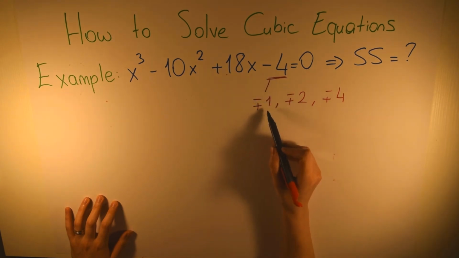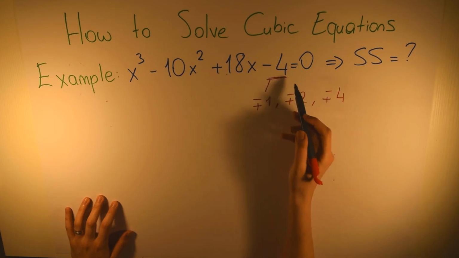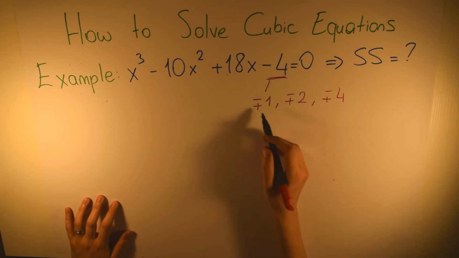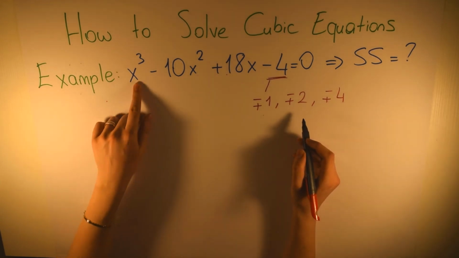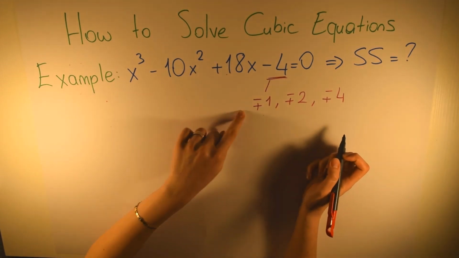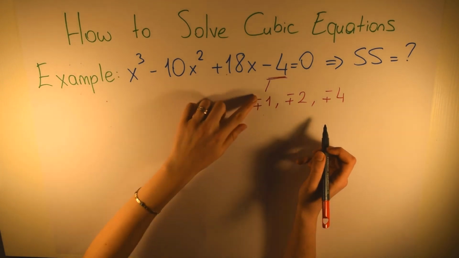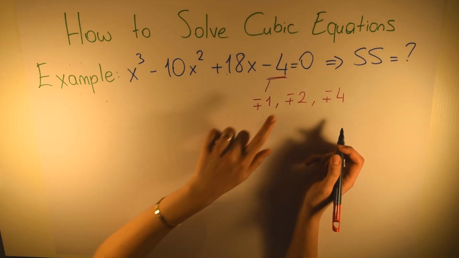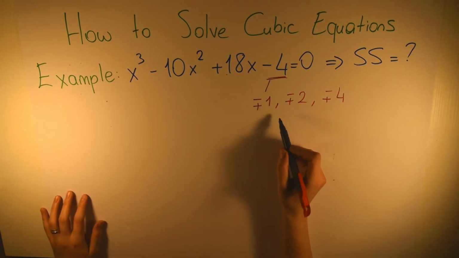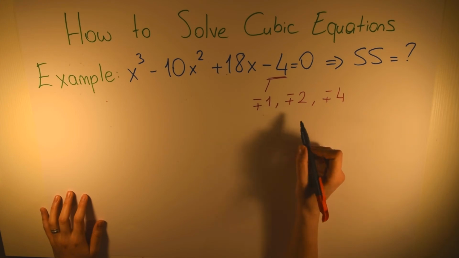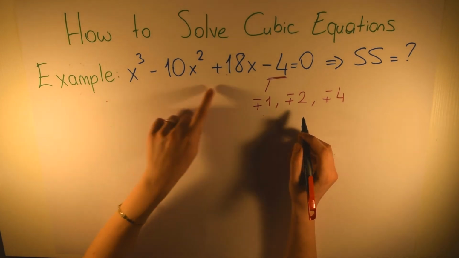These are the factors of minus 4. When you multiply minus 1 by plus 4, it's minus 4. So you should write these factors like this. After that, instead of x, we put these values and try to find which one makes this equation equal to 0. Because of the time, I will just tell you the correct answer. It is plus 2. When we put plus 2, we will get 0.